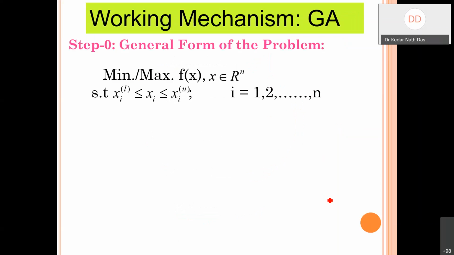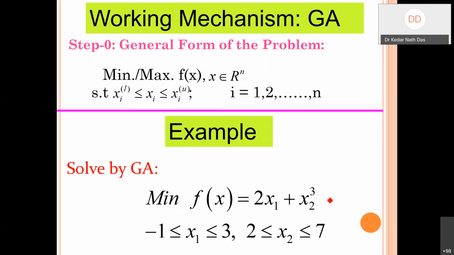Now, let us start with the working mechanism of GA with a small example. Let us think of minimizing this function, 2x1 plus x2 cubed. This is a function with two variables, so i goes from 1 to 2 only. Here x1 and x2 are called bounds, not constants, in the sense of evolutionary optimization. So x1 has a lower bound and an upper bound. Similarly, x2 has a lower bound, x2l, and an upper bound, x2u. Just remember this; I am not coming back to this slide once again. So this function needs to be remembered: 2x1 plus x2 cubed.